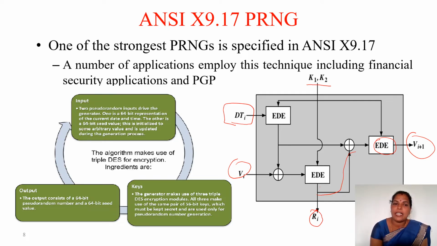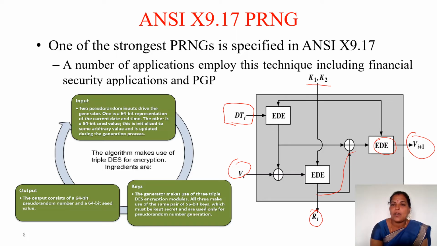Here we have the input, output, as well as the key. Input, in the sense, we give two pseudo-random inputs that drive the generator. One is the 64-bit representation of the current date and time. The other is the 64-bit seed value. This is initialized to some arbitrary value and is updated during the generation process. That is the input. So DTi as well as Vi are the inputs.